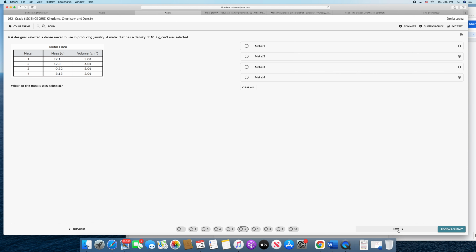Next, we have another density question. Here's the density of this object, 10.5 grams per centimeter cubed. To get your answer here, you're going to set up the density equation, which is D equals M over V, and you're going to divide answer choice 1, see if you get 10.5, divide answer choice 2, see if you get 10.5, divide answer choice 3, see if you get 10.5, divide answer choice 4, and see if you get 10.5. You can use a calculator, so please make sure you pull out your calculator.